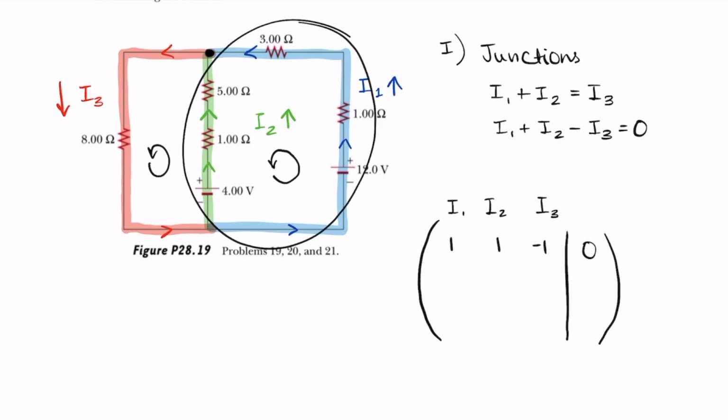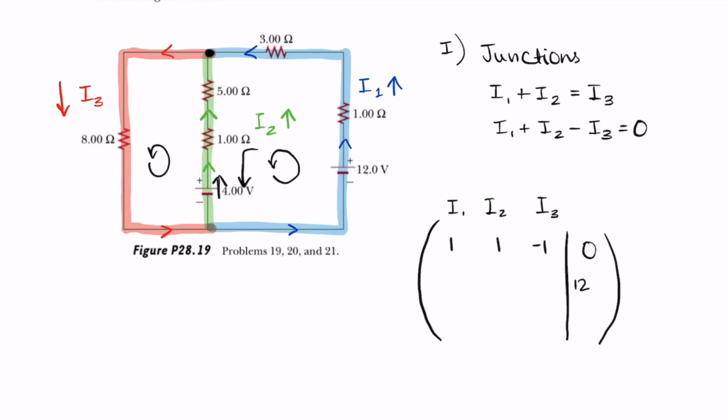Let's start with this loop right here. First, we see that 12 volts is going in the same direction as the loop, so we'll add 12. And then there are 4 volts on the second current, but that's going in the opposite direction as the loop. As you can see, the current is moving upwards, but the loop is down. So we will say negative 4.